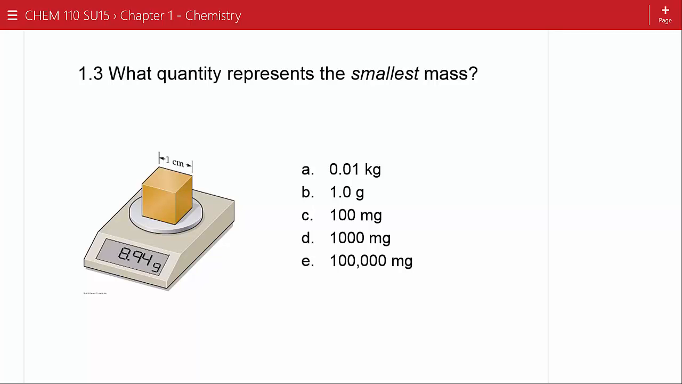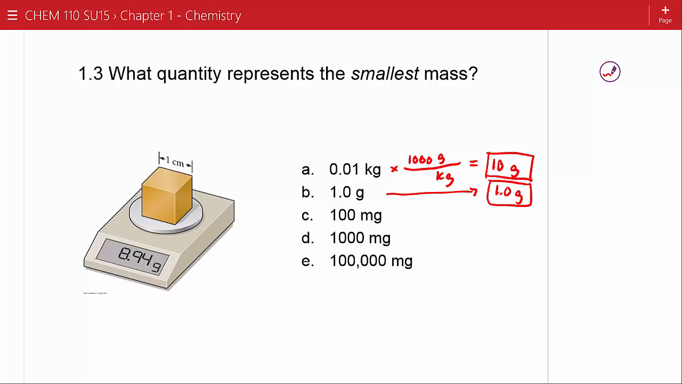I'll give you guys a hint with the first one. We want to cancel out kilograms, so we'll put that on the bottom. We want grams on top. There's 1,000 grams in 1 kilogram, which means that we should have 10 grams, right? If we go to the next one, this is pretty easy. It's already in grams, so we'd say 1.0 grams.